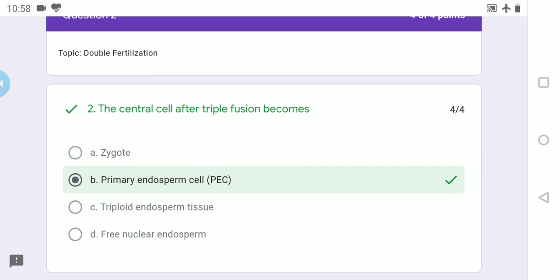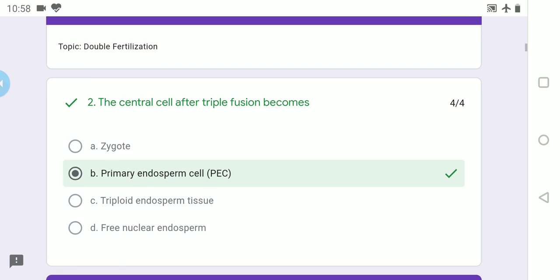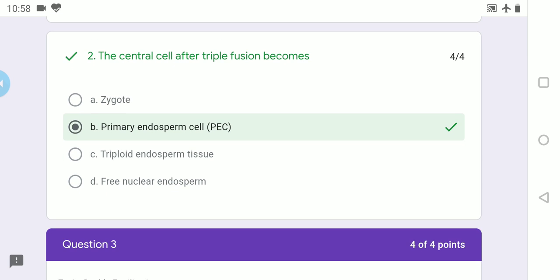This question is also related to double fertilization only. The central cell after triple fusion becomes what? That means we should identify the fate of the central cell after triple fusion, a post fertilization event. The central cell after the triple fusion becomes the primary endosperm cell, that is PEC, and develops into endosperm, while the zygote develops into an embryo. Now you can identify the right answer. Yes, option B is the right answer.